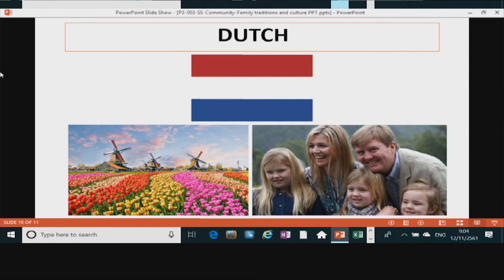And do you know what these buildings here are called? You see? Can you say windmill? Windmill. Yes, when the wind blows, they turn and help to make products like wheat. And you can see Dutch people here. Are they from Thailand? No. No, they look totally different. Dutch people are very tall. They're amongst the tallest in the world.